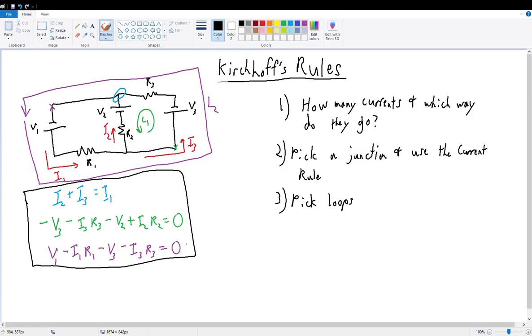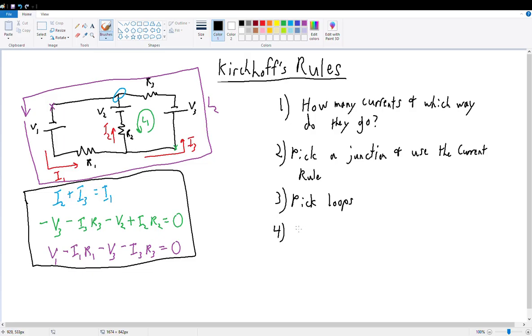Pick whichever loops you want, as long as they start and end at the same spot. So it has to be a complete loop. If we go that loop, or this loop, or this bigger loop, it doesn't matter. Pick whichever ones you want. How many is determined by our system of equations. So step 3 is pick loops.